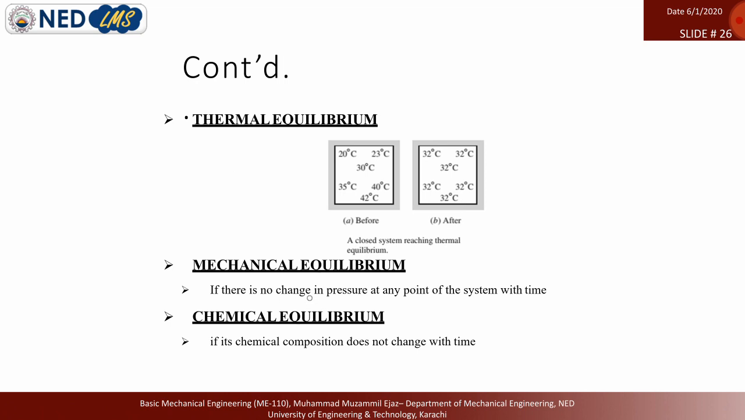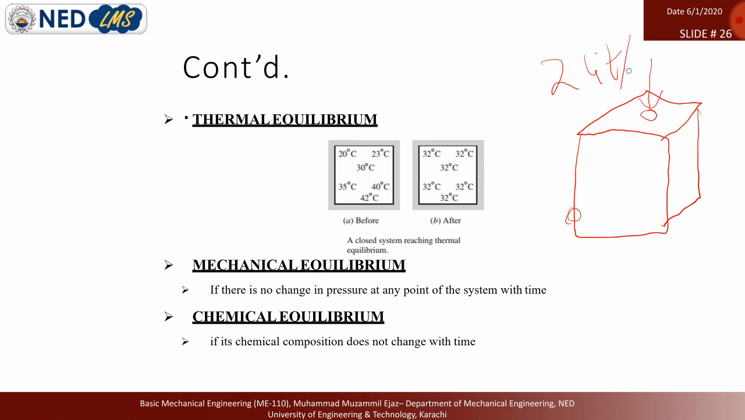Now comes the mechanical equilibrium. If there is no change in the pressure at any point of the system with time, it is in mechanical equilibrium. I can draw the diagram over here. If we have an enclosed cylinder like this, and we open a tap here and a tap here, we put water in at 2 liters per second, and the same water goes out at 2 liters per second.